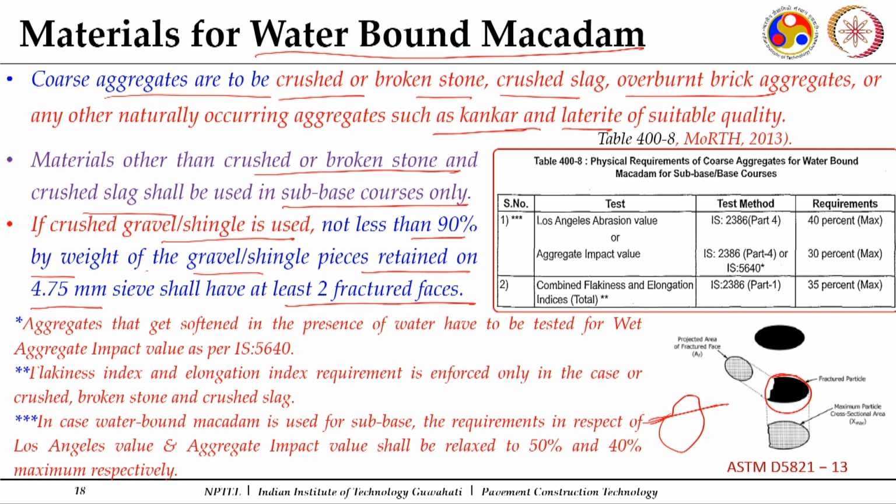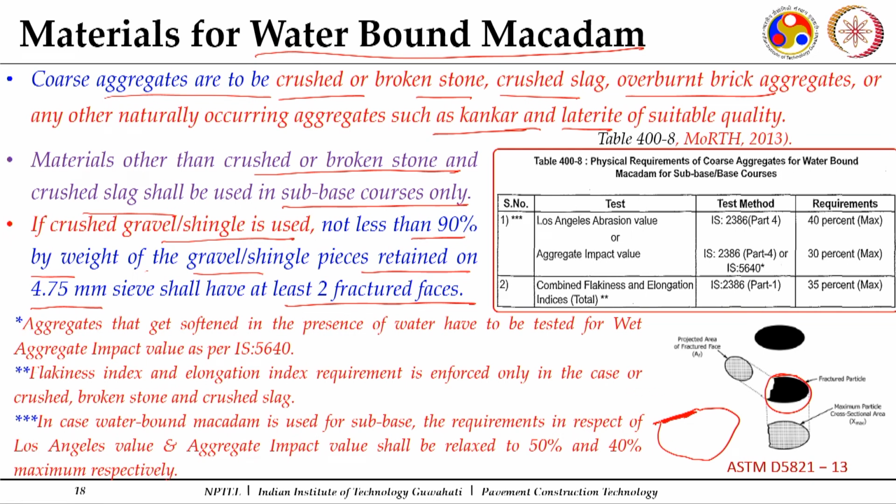If this is a rounded aggregate, there may be one face, maybe this part may be chipped off. So, one face is created here. Whether this can be called a fractured face, or if this kind of small shape is there, the entire one went away. Whether this face can be considered as a fractured face or not.